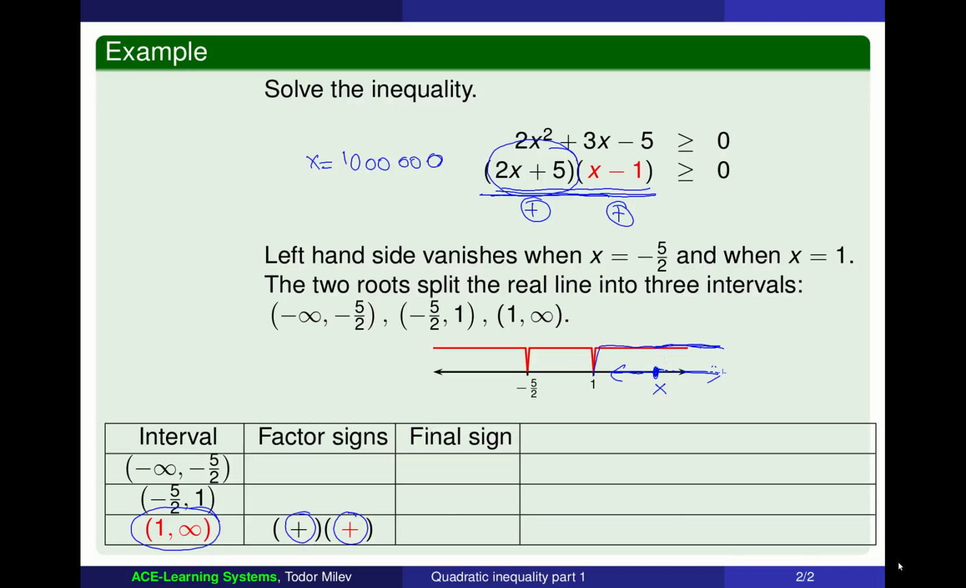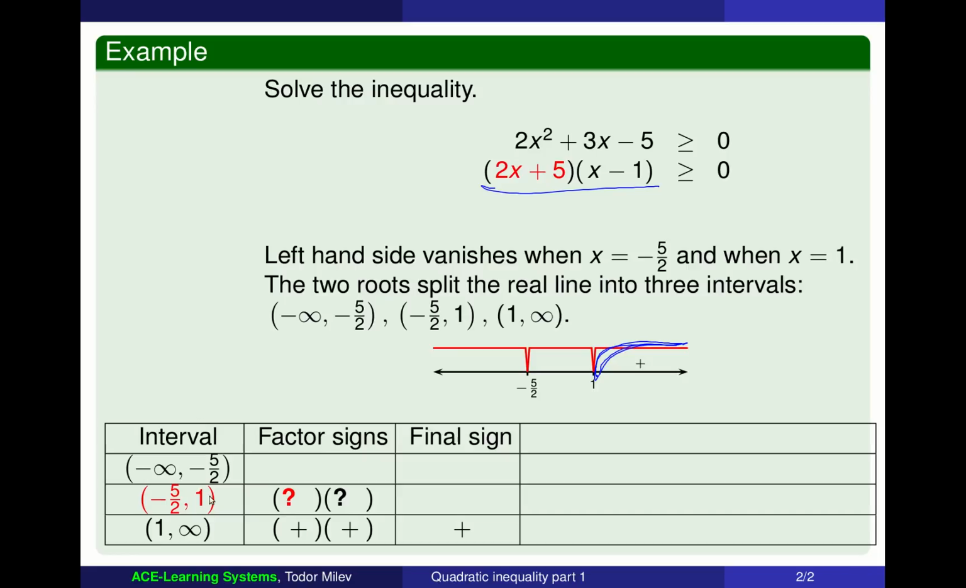What I want you to do when faced with such problems is to mark the signs of the terms that compose your polynomial. Rather than computing actual values, either write a plus or a minus if you know whether a given factor of the polynomial is positive or negative. So what's the final sign of my quadratic when x is inside this interval? Since it's the product of two positive things, the final sign must be positive. So inside that interval, my polynomial is positive.